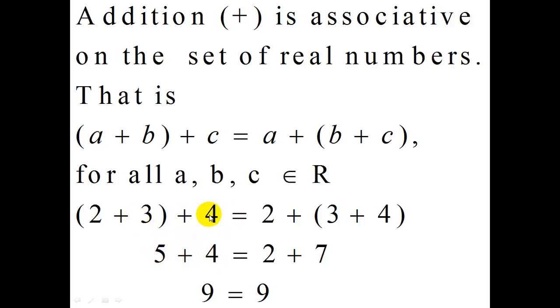We have 5 plus 4. This is equal to 9. We add 3 to 4. The result is 7. So 7 plus 2. Now 7 plus 2 on the right hand side is equal to 9. And 5 plus 4 on the left hand side is equal to 9. That means that addition is associative, because (2 + 3) + 4 is equal to 2 + (3 + 4). The left hand side is equal to the right hand side.